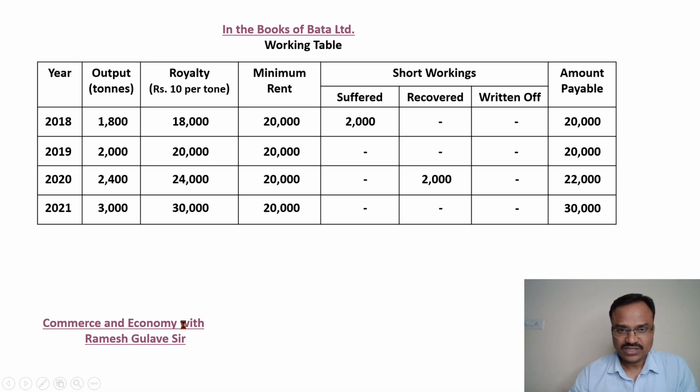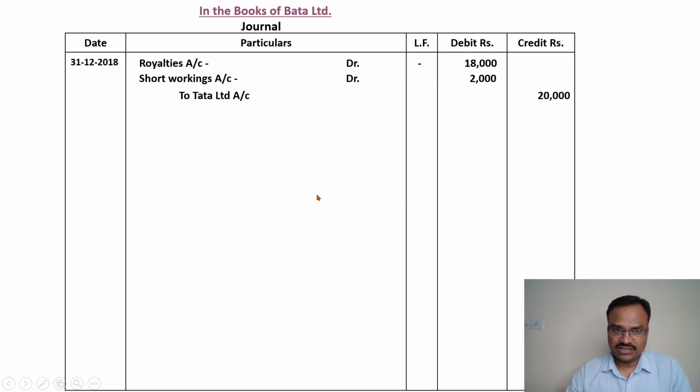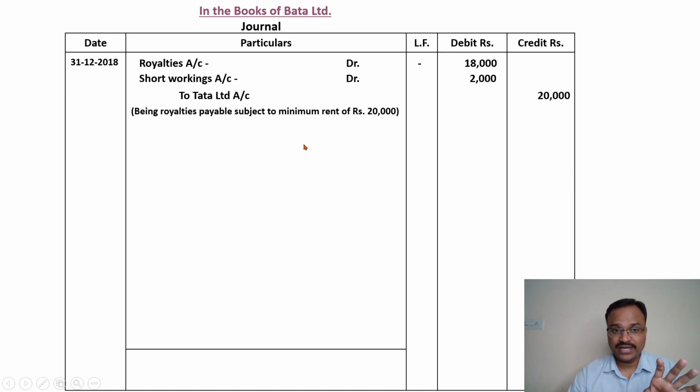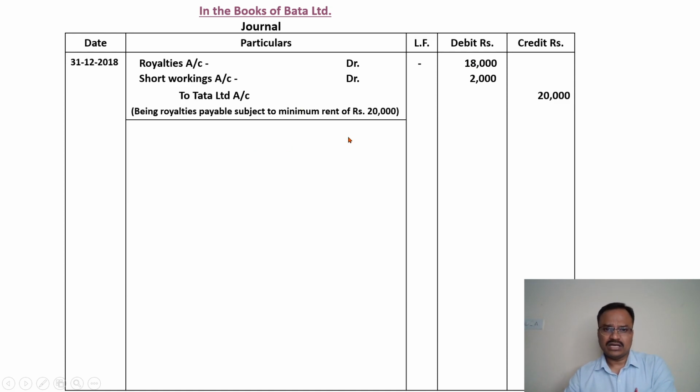Right? Now, let us write the narration for this. The narration for this entry is: royalties payable subject to minimum rent of rupees 20,000. Okay, here royalties are payable to Tata Limited but subject to minimum rent. Because actual royalties are 18,000 but short workings are there, as the minimum rent is 20,000. Okay, in this way, we need to write the narration. So here we have finished with the first journal entry.